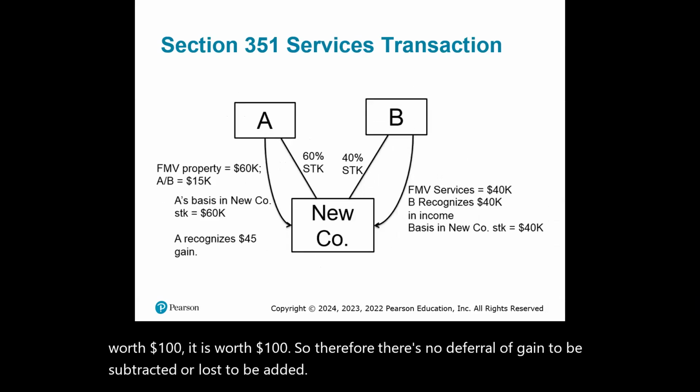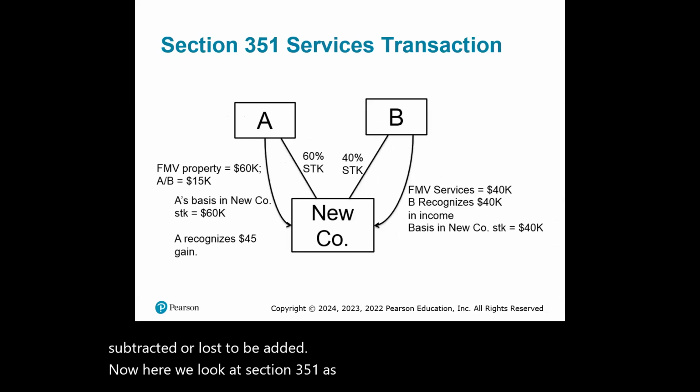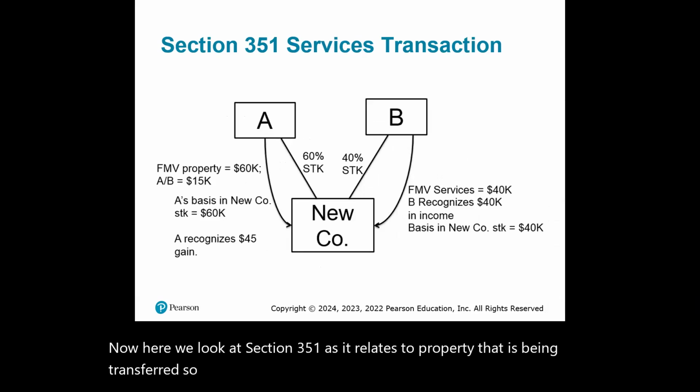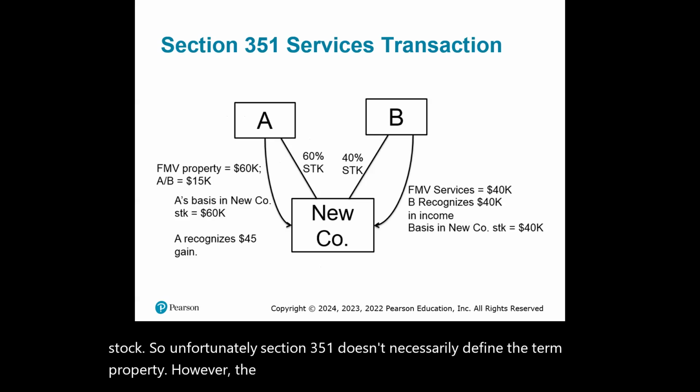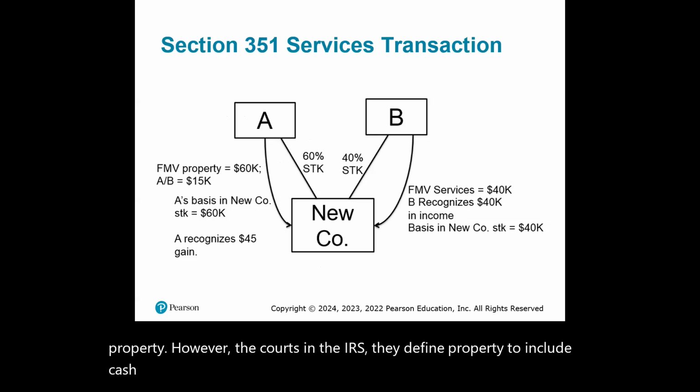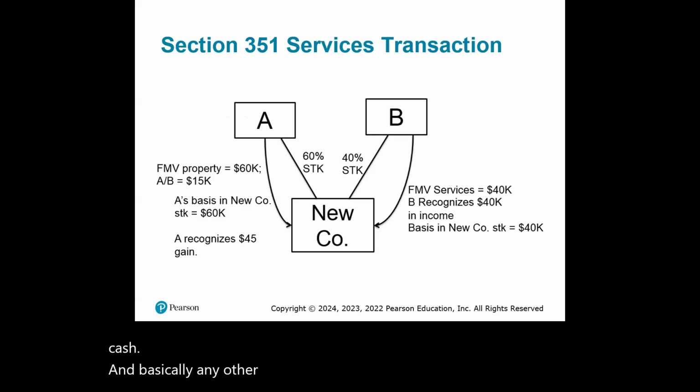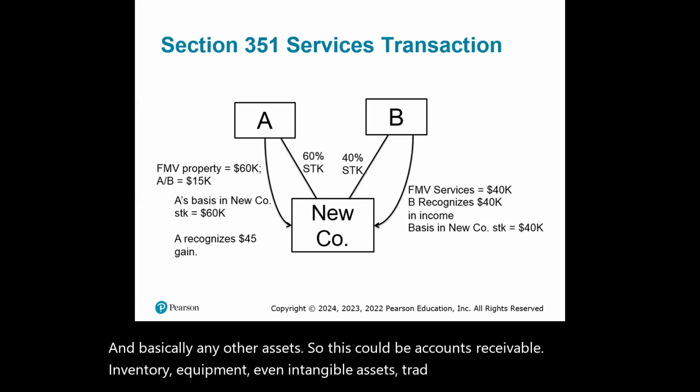Now here we look at Section 351 as it relates to property that is being transferred. The rule of gain or loss non-recognition applies only to transfers of property to a corporation in exchange for the corporation's stock. Unfortunately, Section 351 doesn't necessarily define the term property. However, the courts and the IRS define property to include cash and basically any other asset. So this could be accounts receivable, inventory, equipment, even intangible assets, trademarks, computer software, etc.